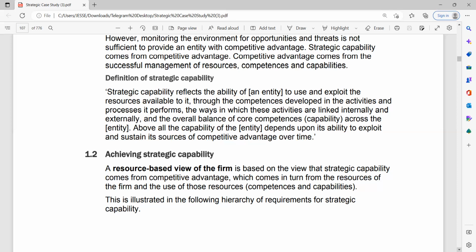So when you look at the resource-based view, it's basically saying that this is how organizations gain competitive advantage. They gain competitive advantage through strategic capability. And strategic capability is derived from the wise use of resources. That's the resource-based view, right? The resource-based view, what underpins it or undergirds it is the wise or the prudent use of resources. Very, very important.